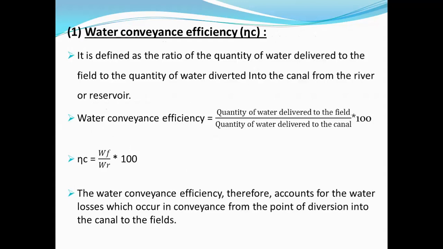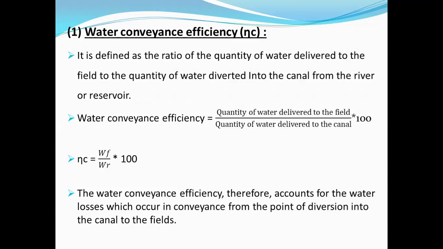The first one is water conveyance efficiency, which is denoted as eta c, as you can see in this letter, eta c, right? It is the ratio of the quantity of water delivered to the field to the quantity of water diverted into the canal from the river or reservoir. Here we show the equation: water conveyance efficiency is equal to the quantity of water delivered to the field divided by the quantity of water delivered to the canal, right?